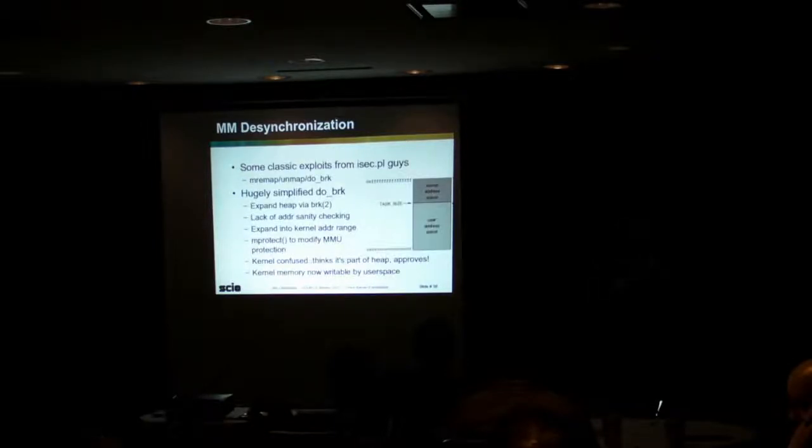So there are some really awesome exploits from the guys at isec.pl. These were old, but they're still incredibly awesome. I think they're from 2003: mremap, there's an mremap unmap one, and there was a brk one.